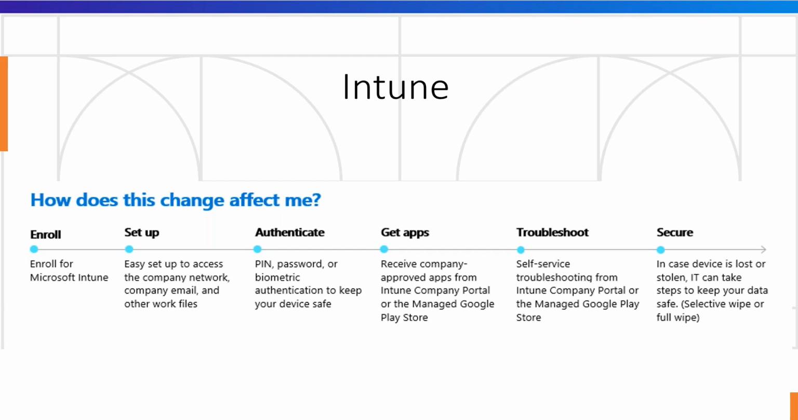What if you have a custom application inside your company, or you want to use Outlook or Office 365 or Azure? You can actually receive company approved apps from the Intune company portal, and it's managed right there. You can do it through the managed Google Play Store. You can also use the iTunes Store as well to publish and push applications to a user's device.